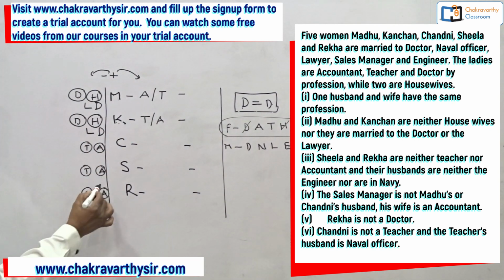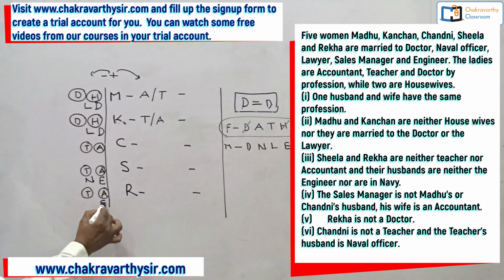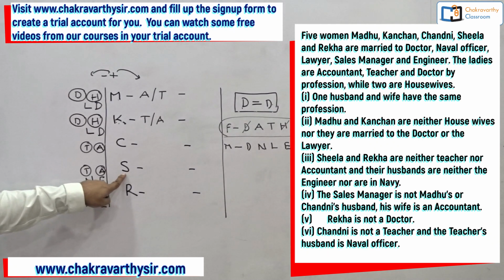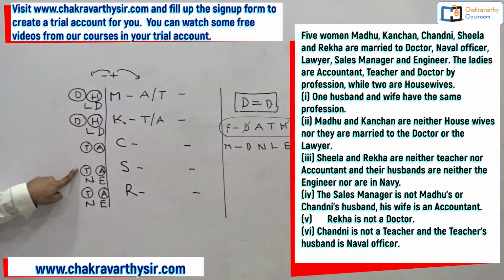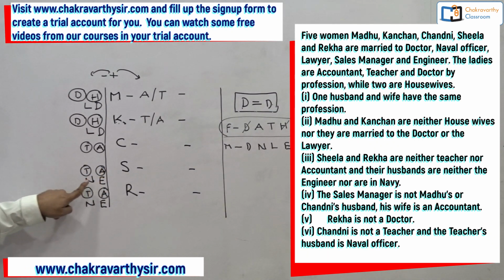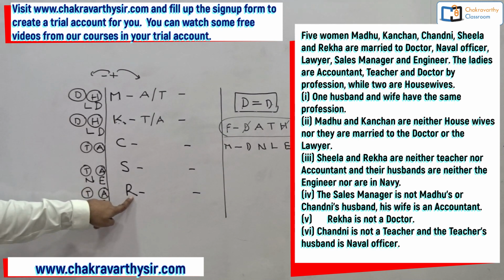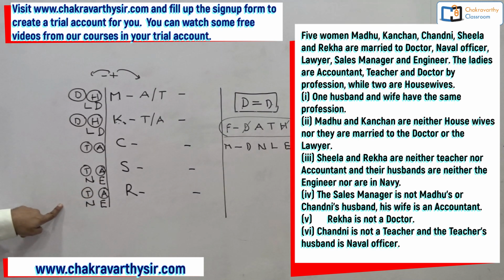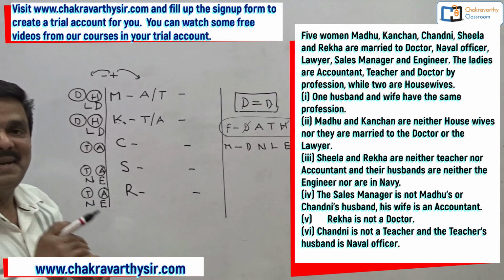So for these two, not an engineer, not a naval officer. What's the meaning of this one here? Sheila, not an accountant, not a teacher. Her husband is not an engineer, not a naval officer. That is same with the other person here. Next, what should be my next step?